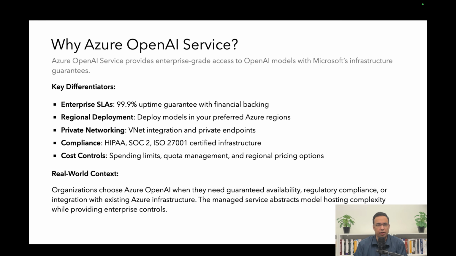Third is private networking. Azure OpenAI integrates with VNet and supports private endpoints. This means your API calls never traverse the public internet. For organizations with strict security requirements, this is often a non-negotiable requirement. Fourth is compliance. The infrastructure is HIPAA, SOC 2, and ISO 27001 certified. If you're in healthcare, finance, or other regulated industries, you inherit these certifications rather than having to audit third-party APIs.